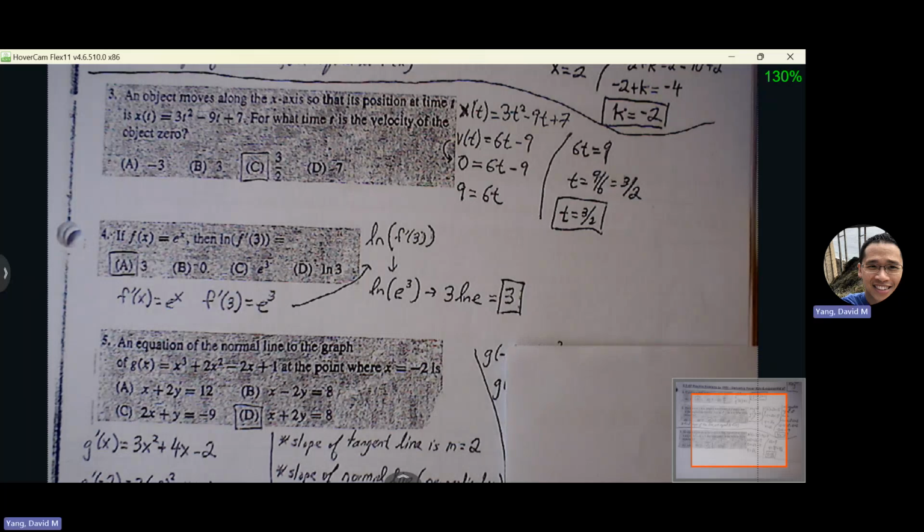Okay, I'm going to work through number 5 with you. Okay, an equation of the normal line to the graph. So a normal line means perpendicular slope.